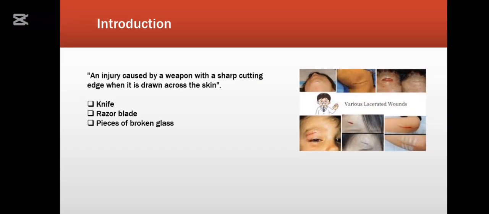So what is an incised wound? It is defined as an injury caused by a weapon with a sharp cutting edge when it is drawn across the skin, and the objects may be a knife, razor blade, pieces of broken glass, etc. And the injury caused by these weapons varies in sharpness according to the character of the weapon and the nature of the stroke made.